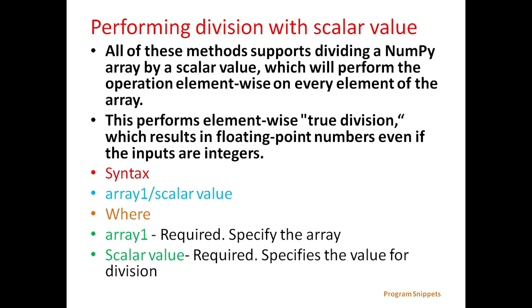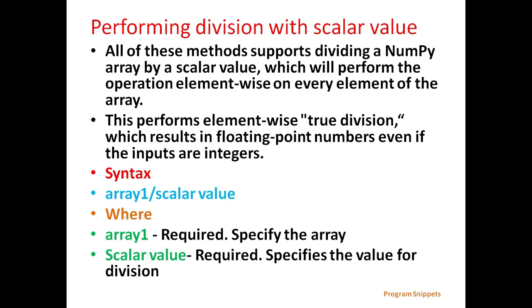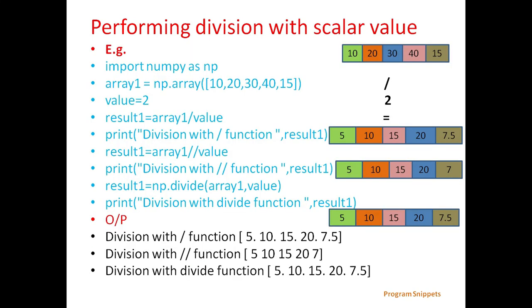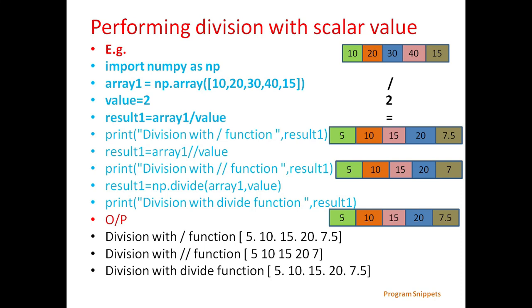This performs element-wise true division, which results in floating point numbers even if the inputs are integers. The general syntax is array1 divided by scalar value, where array1 is a required parameter which specifies the array, and scalar value is also a required parameter which specifies the value for division. For example, first we have imported numpy as np and we have declared an array with elements 10, 20, 30, 40 and 15, and we will assign value equal to 2. When we give result1 equal to array1 divided by value, it will give the result as 5, 10, 15, 20 and 7.5. That is, it will divide 10 by 2 which returns 5, 20 by 2 which returns 10, and so on.